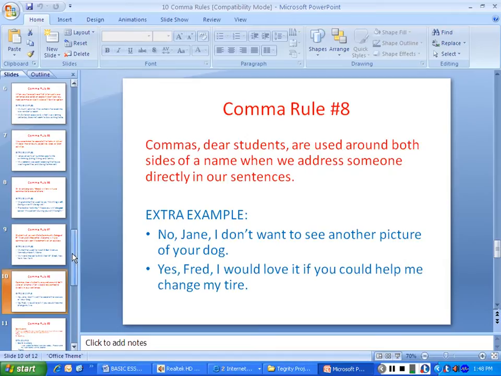Comma rule number 8. Commas, dear students, are used around both sides of a name when we address someone directly in our sentences. In this sentence, I've called you my dear students, and I've spoken the sentence directly to you. I could use your name in place of the words dear students, but I don't know who's viewing this. Here's the next example. No, Jane, I don't want to see another picture of your dog. Yes, Fred, I would love it if you could help me change my tire. When we speak to people directly, we separate them from the sentence we are addressing to them using a comma.